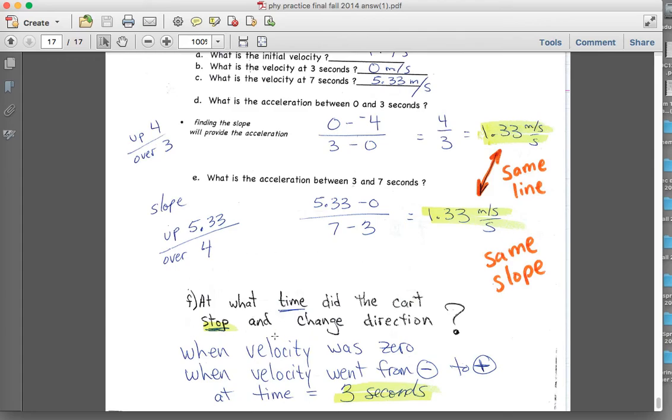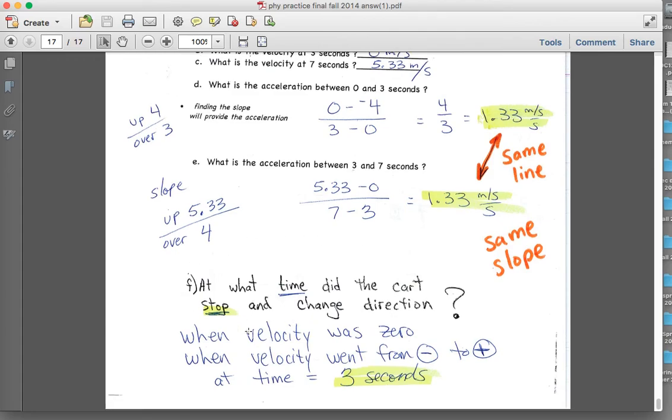But I like this little handwritten one at the end. At what time did the car stop and change direction? Well, that was when the velocity was 0. And that was at the 3-second mark. And like I said, just think of that as the car rolling up and down the ramp.